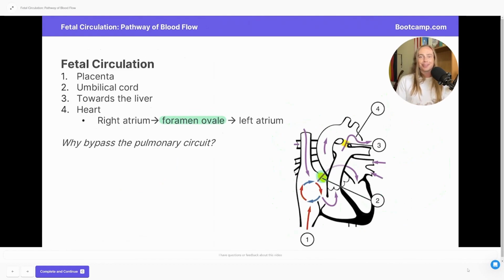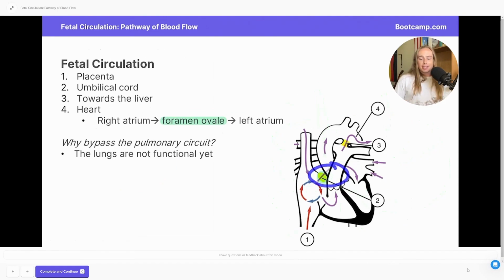So what's the reason for this? Great, so remember that a fetus is in a fluid environment and thus has non-functional lungs as it relies on its mother for a source of oxygen. Because of this, it's much better to send this slightly oxygen-rich blood from the right atrium through the foramen ovale into the left atrium, where it's then pumped down to the left ventricle, out the aorta, into vessels that will eventually nourish the developing brain, where that oxygen is really critically needed.